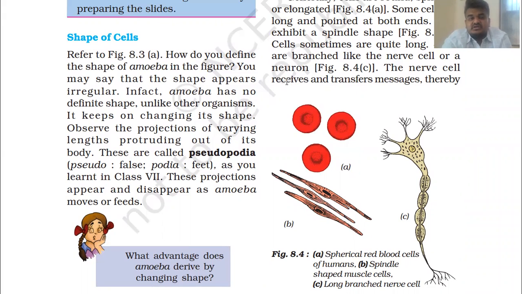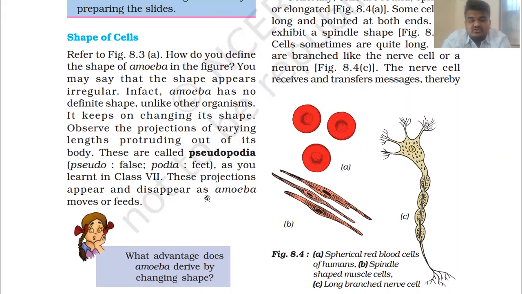Unlike other organisms, it keeps on changing its shape. Observe the projections protruding out of its body. Protruding means we can say poke, or step out, like it's not a definite shape. These projections protruding out of its body are called pseudopodia. Pseudo means false, and podia means feet. Protruding means stepping out, or some portion coming out from its regularity.